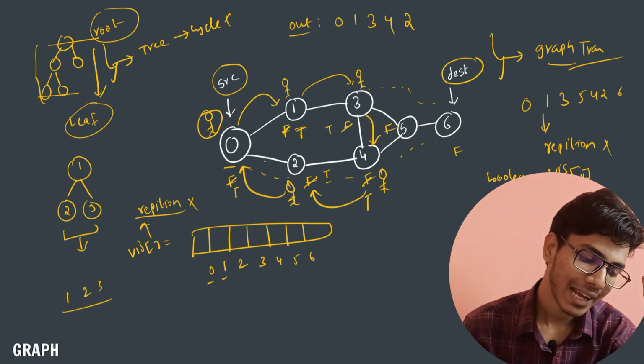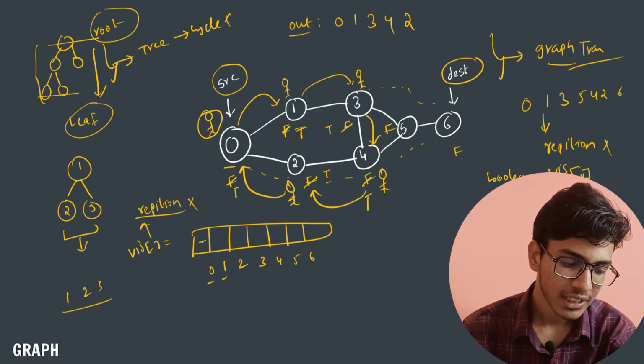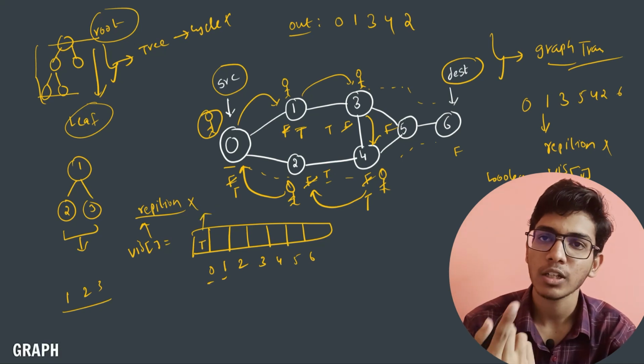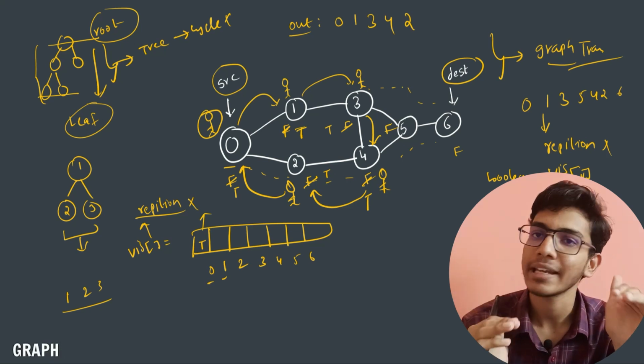Now here you can see that I can't go back to 0 because the visited of 0 is true. If it is true, then I can't go back to the same element because I don't want to print the same element again and again.